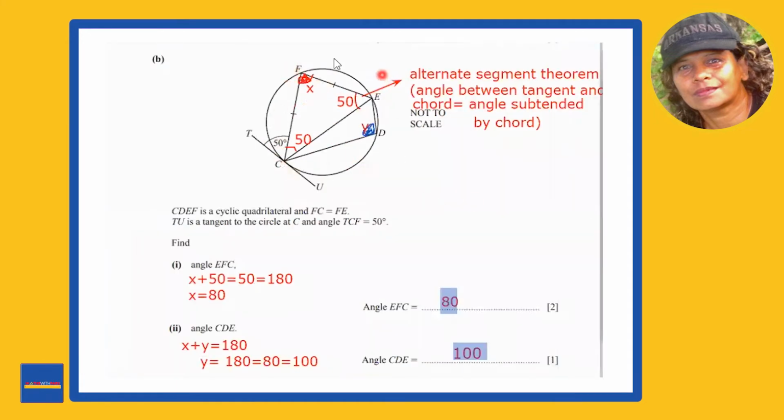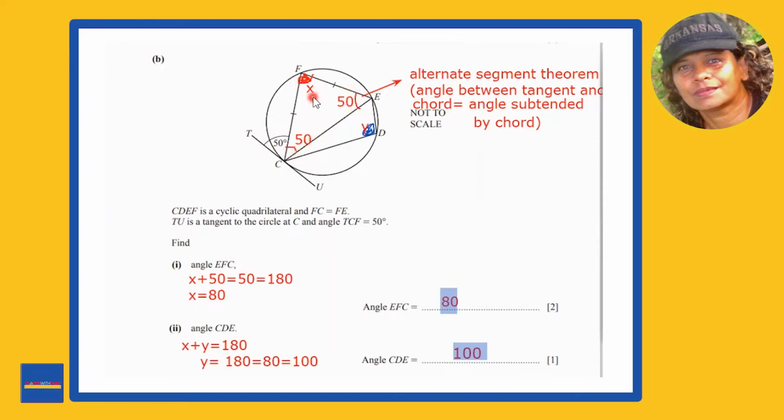2b, we have a cyclic quadrilateral, CDEF, and we're asked to find angle EFC. Now, we're given that TCU is a tangent. We know that the angle between the tangent and the chord, 50, is equal to the angle subtended by the chord, which is 50. That's the alternate segment theorem. Now, remember that it's given that CF equals FE. It's an isosceles triangle.